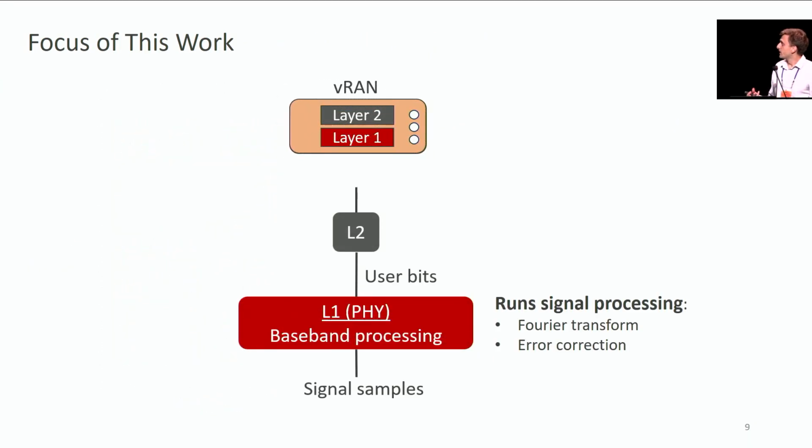The edge data center runs latency-critical parts of the vRAN, such as layer 1, also known as the physical layer or PHY, and layer 2, which includes the media access control layer. This work focuses on providing resilience to the vRAN's most performance-critical part, the baseband processing in layer 1. This is a key component of vRAN, which does the actual signal processing, such as Fourier transform, error correction, modulation, encoding, and so on, over signal samples to transform them into user bits.